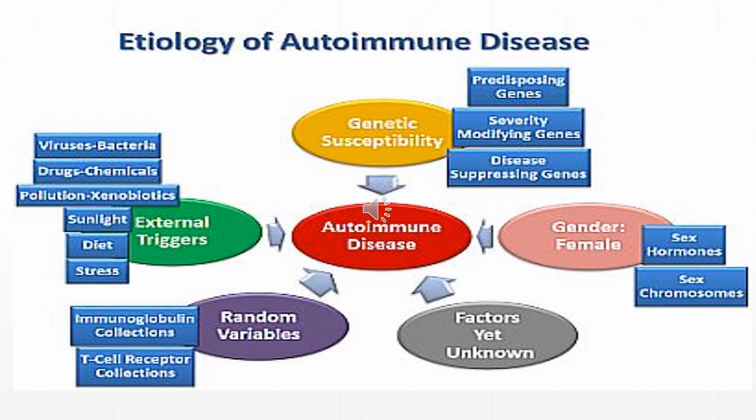And then external triggers. Is it a virus, bacteria? Was it drugs? Was it chemicals? Was it pollution? Was it sunlight? Was it diet? Was it stress? So there are a lot of things they look at when we're looking at the etiology of the autoimmune disease.